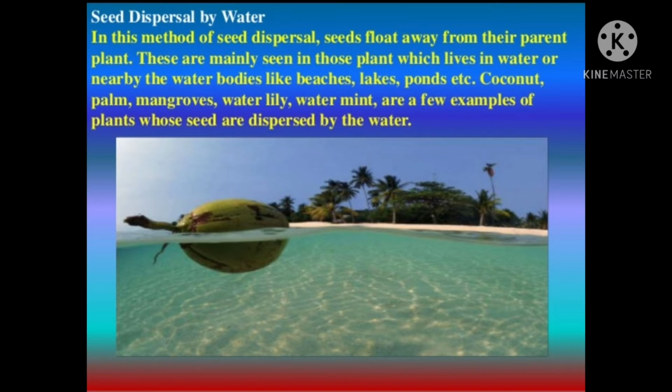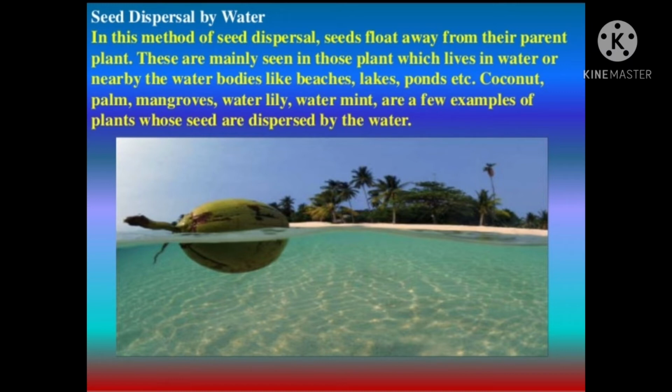Seed dispersal by water. In this method of seed dispersal, seeds float away from their parent plant. These are mainly seen in those plants which live in water or nearby water bodies like beaches, lakes, ponds, etc. That can be a river or ocean, whatever may be present near the plant habitat.